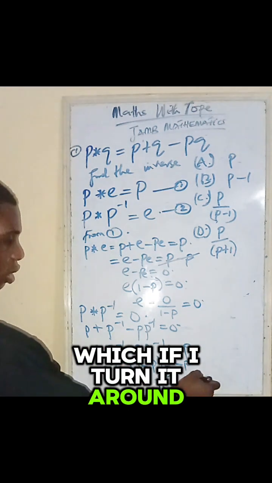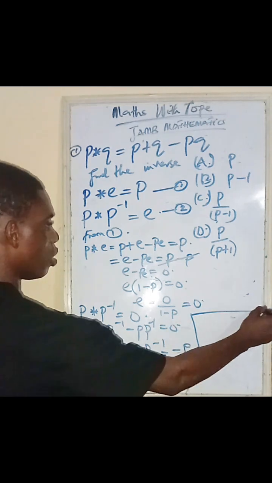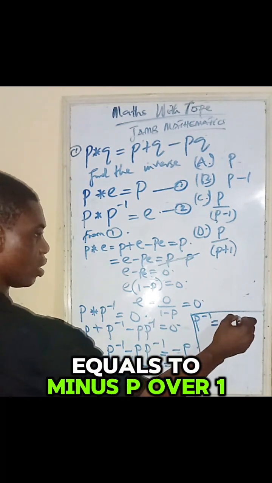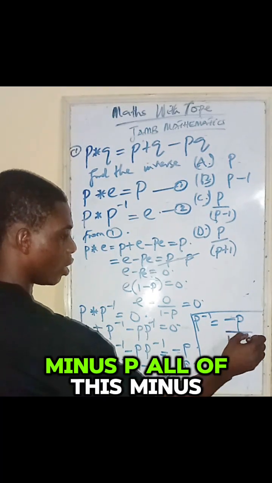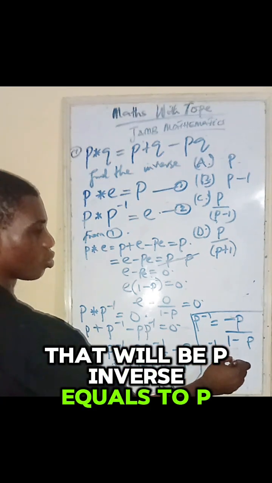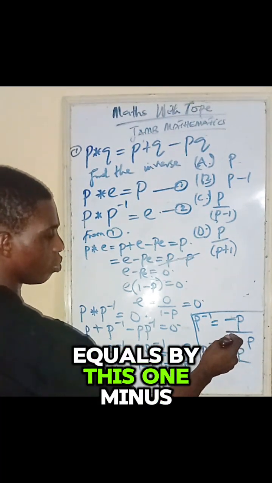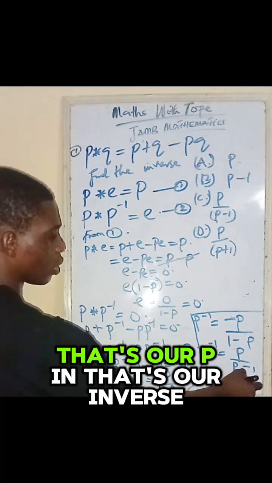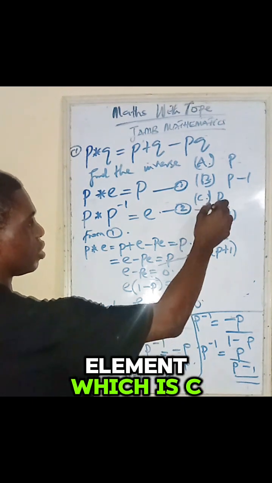Which, if I turn it around, will give me P inverse equals minus P over 1 minus P. If I multiply the numerator and denominator by minus, that will be P inverse equals P over P minus 1. That's our inverse element.